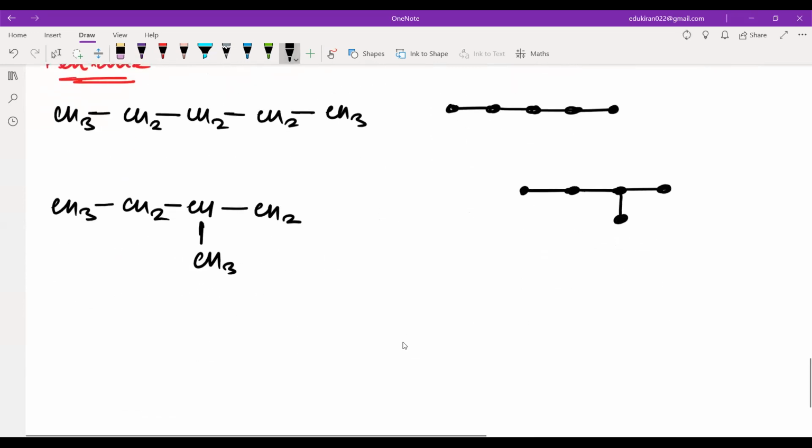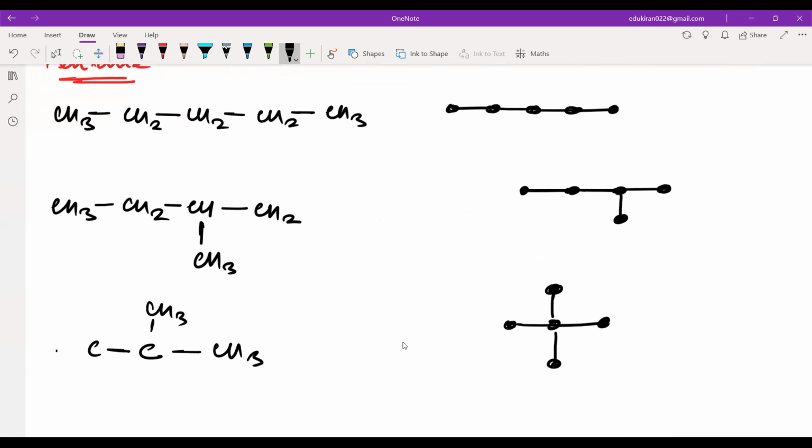3. We can also reduce now the bond length to 2, and what we can do, we can place one of the carbon atoms, one bond here like this and one bond here like this. So we will get carbon, CH3, CH3, CH3 and CH3.